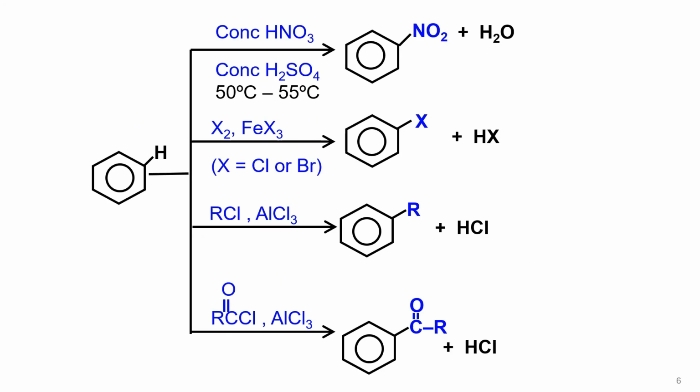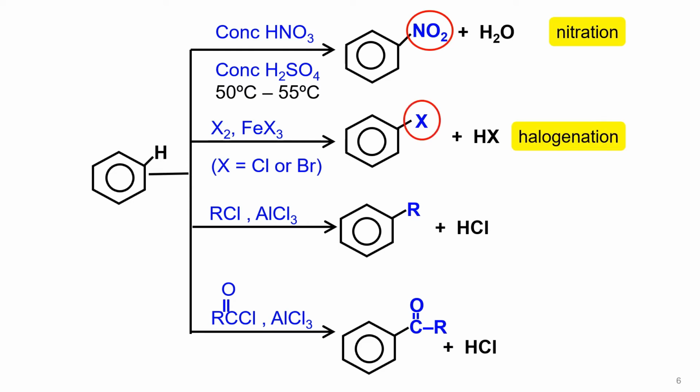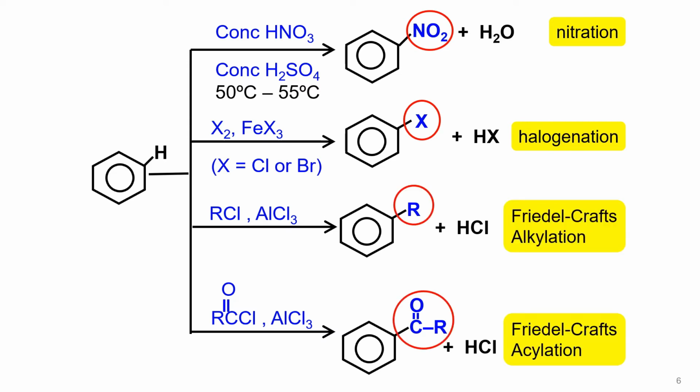Generally, the aromatic compound benzene has four chemical reactions. The figure shows the reagent and condition and also the product formed for the electrophilic aromatic substitution. 1. Nitration. 2. Halogenation. 3. Friedel-Crafts alkylation. And 4. Friedel-Crafts acylation. Let's discuss them one by one.